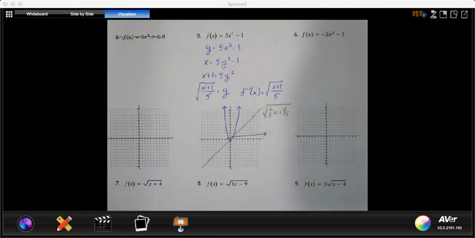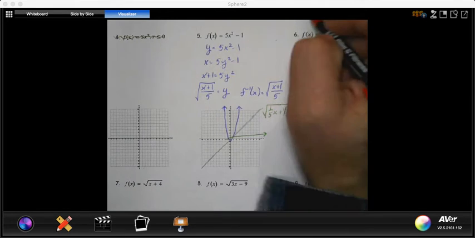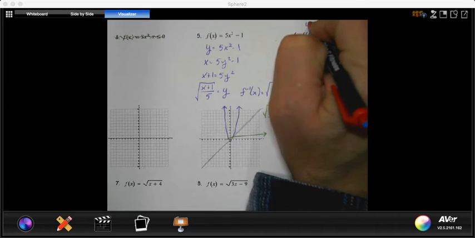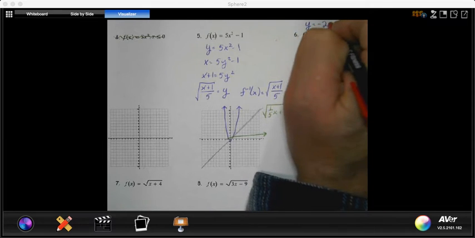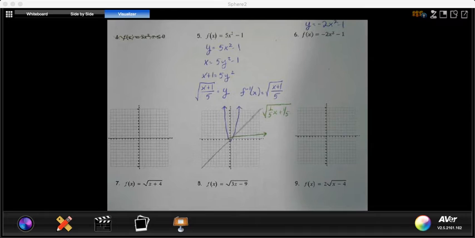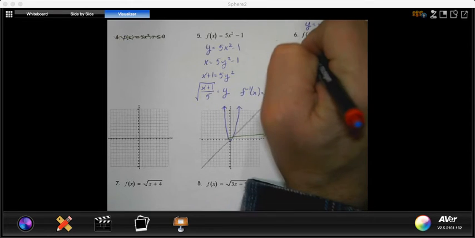Let's do one more with no restrictions. We're going to switch the x and the y. So -2x squared minus 1. Switch the x and the y.